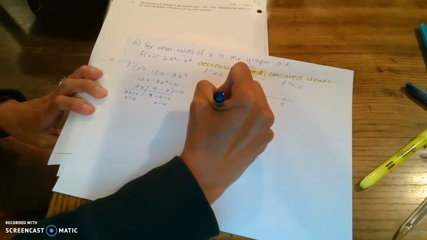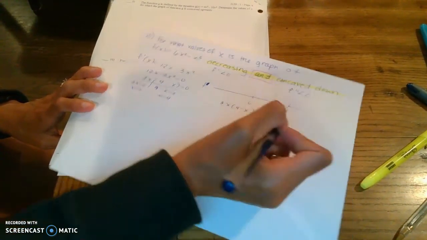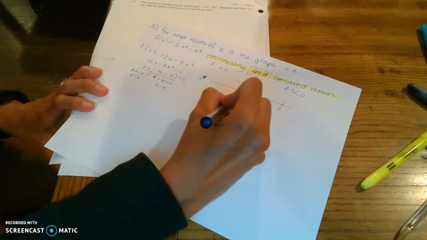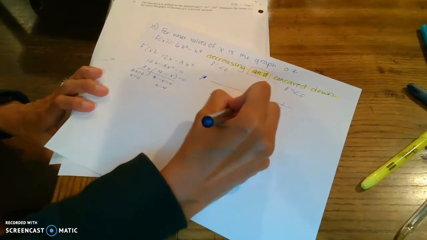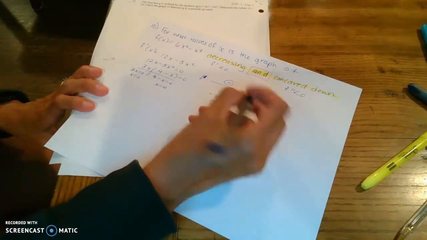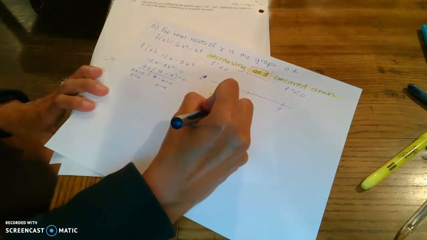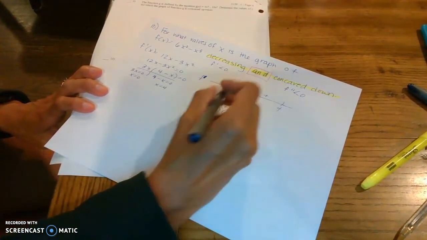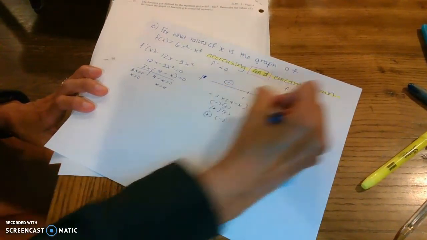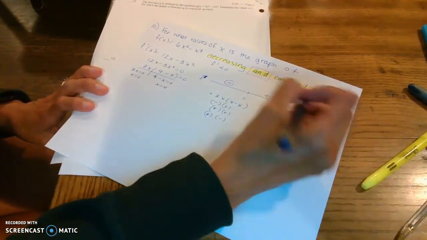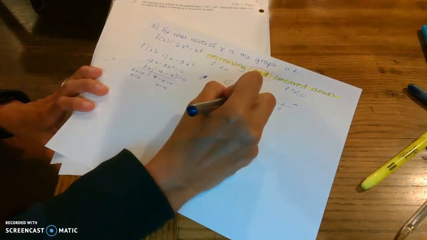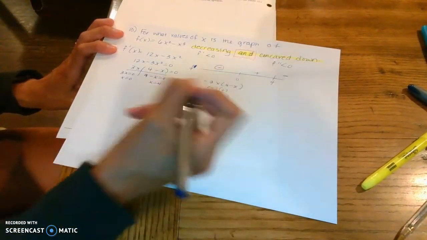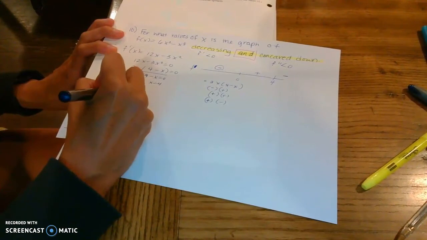I test into 3x times 4 minus x. When I test a negative 1, that's going to be a negative times a positive, so that gives me a negative here. When I test a positive 1, that's a positive and a positive, so that's a positive. And when I test a 5, I'm going to get a positive and a negative, so that's a negative. So right now, I know it's decreasing from negative infinity to 0 and 4 to infinity. But that wasn't the question. The question was and concave down. So I need to go on to find the second derivative.